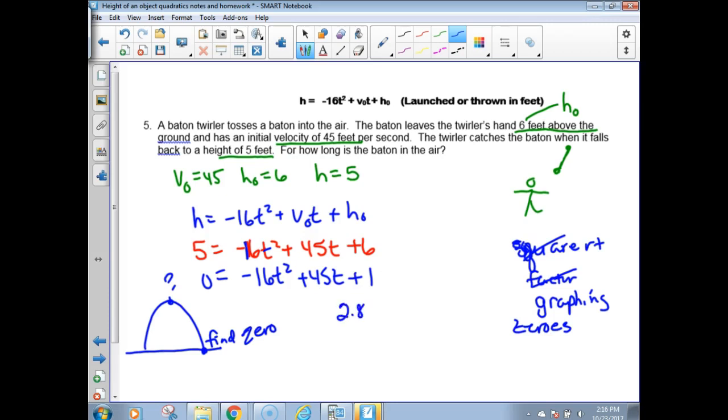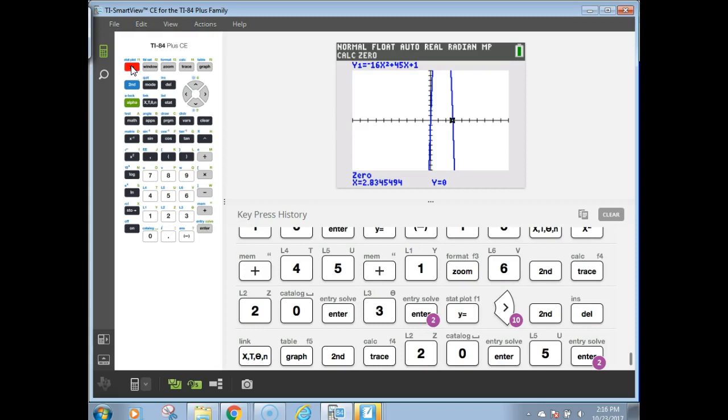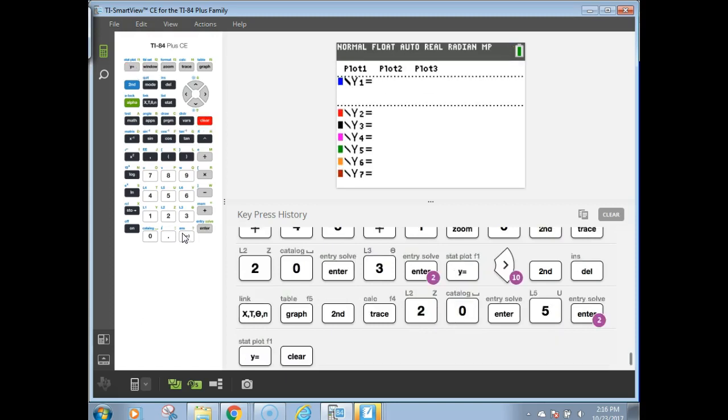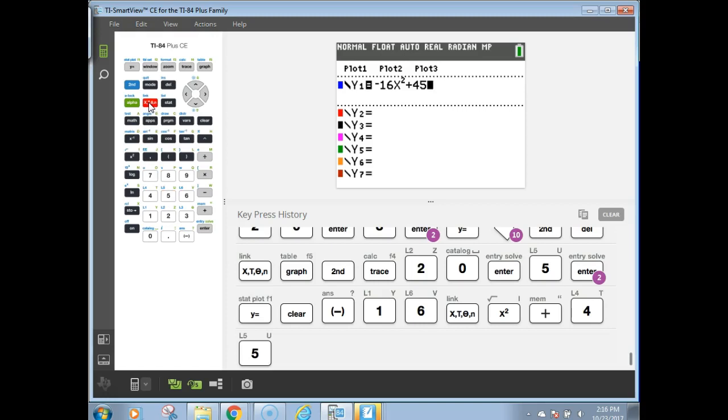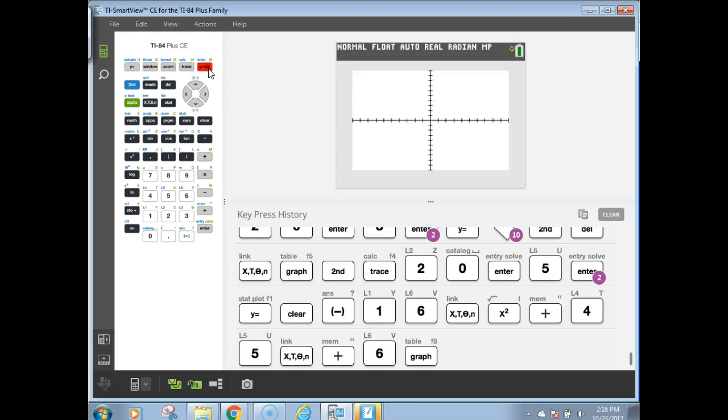Okay, I'm going to show you something else. Maybe this might make things look better to you. You do not have to type. I'm going to do it fast and show you what I'm talking about. What if I left out the fact that she threw that baton up out of her hand at 45 feet per second, and it came out of her hand when the height was 6 feet, right? This would be showing the path of her baton over time.